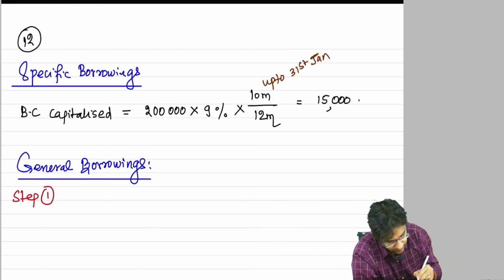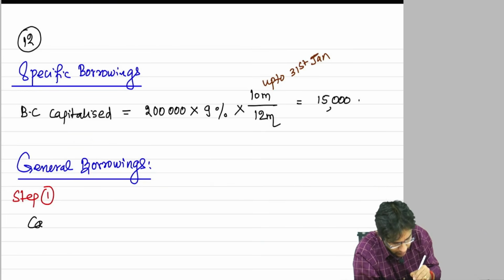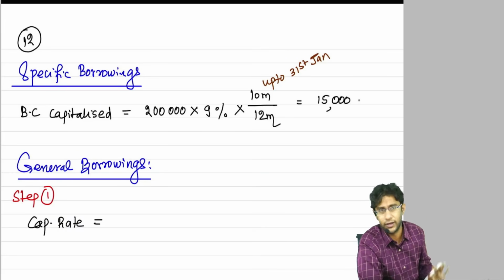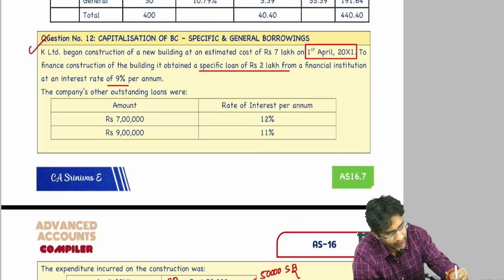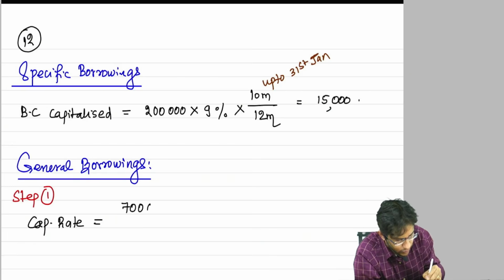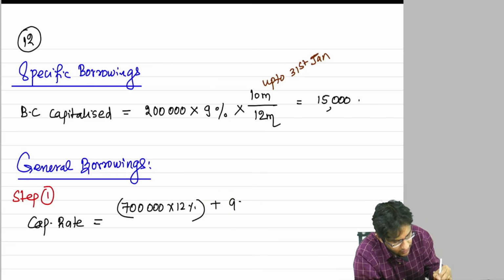First, capitalization rate. Average borrowing rate, sir, nothing else. There are 2 borrowings, no. Please tell me the numbers. 7 lakhs, 9 lakhs. 7 lakhs ka interest is how much? 12%. 9 lakhs ka interest? 11%.